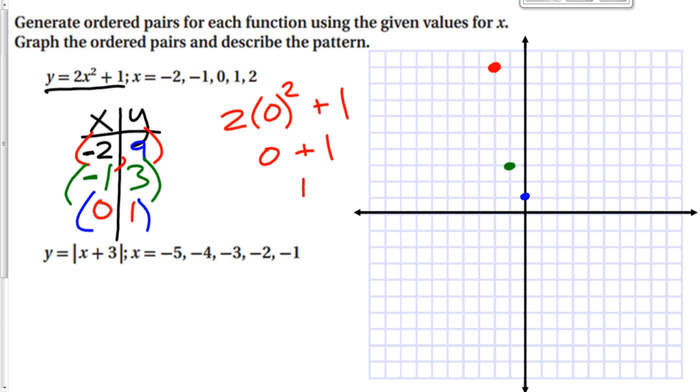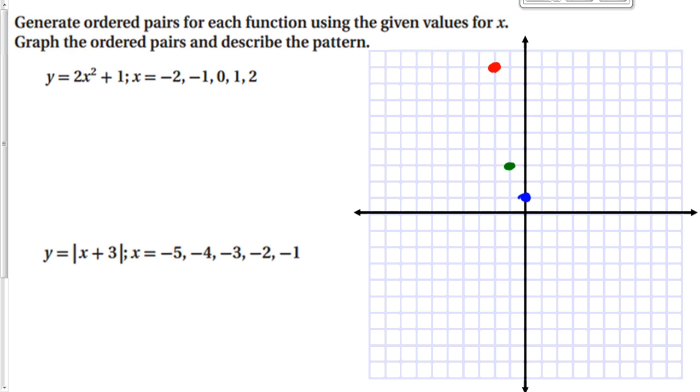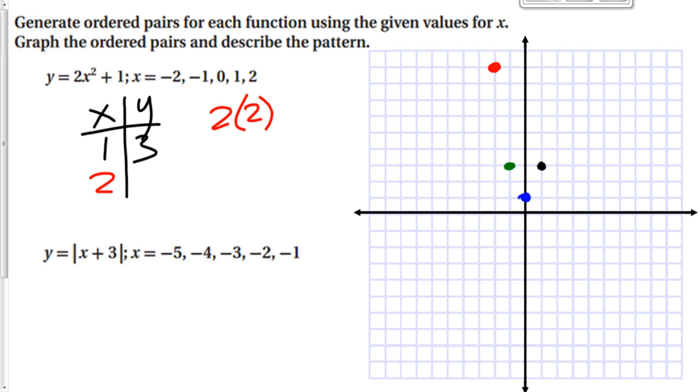And quickly then, let's get the last two. The positive points. I usually like to check 3 points. We'll talk about that more in class. But if x is 1, then we get 2 times 1 to the second power, which is 2 plus 1, we get 3. So over 1 up 3. And then if I put in 2, I get 2 times 2 to the second plus 1, or 2 times 4 plus 1. Again, we're going to get 9. So 2 is 9, right here. And we get this kind of weird looking shape.